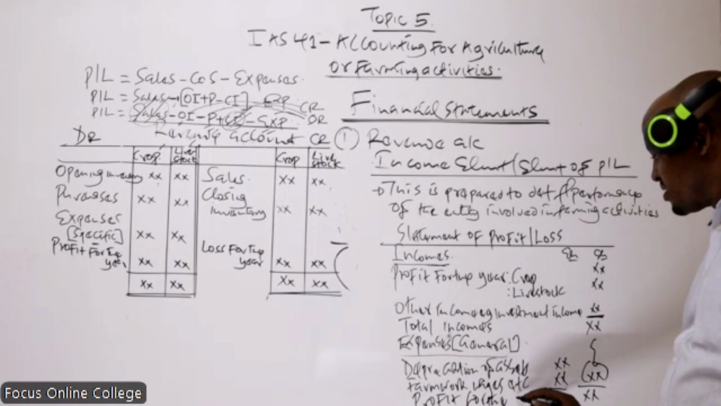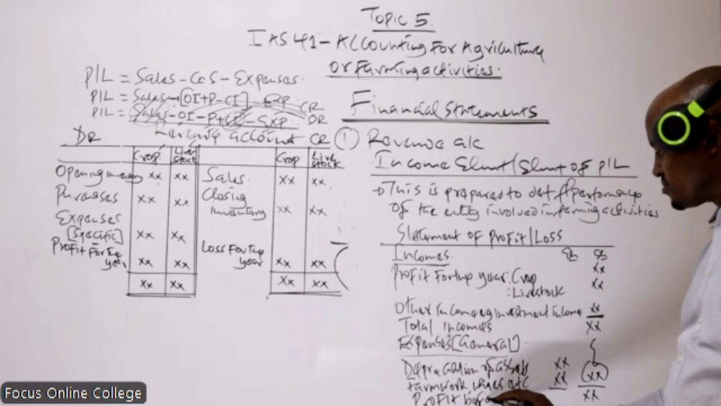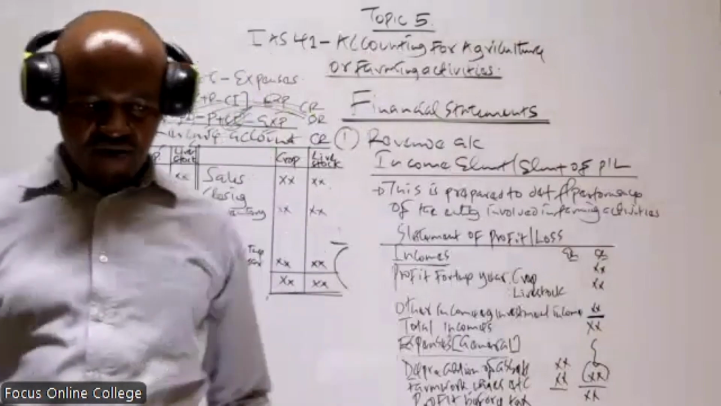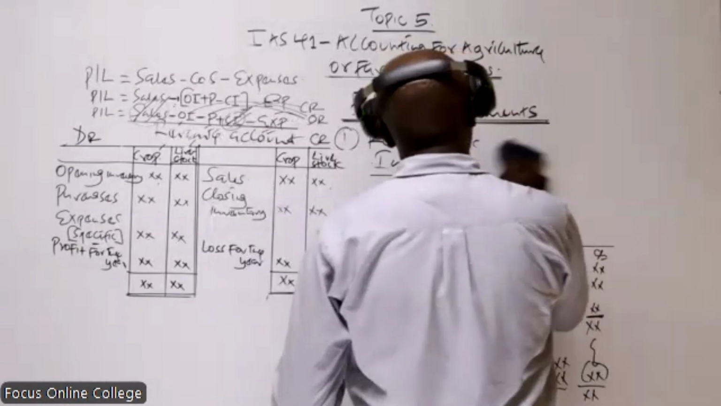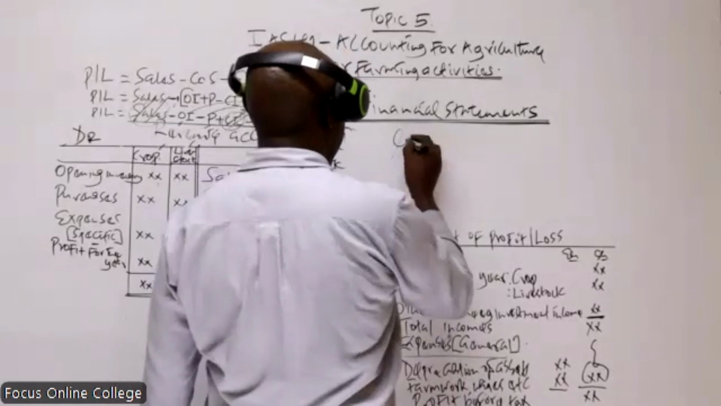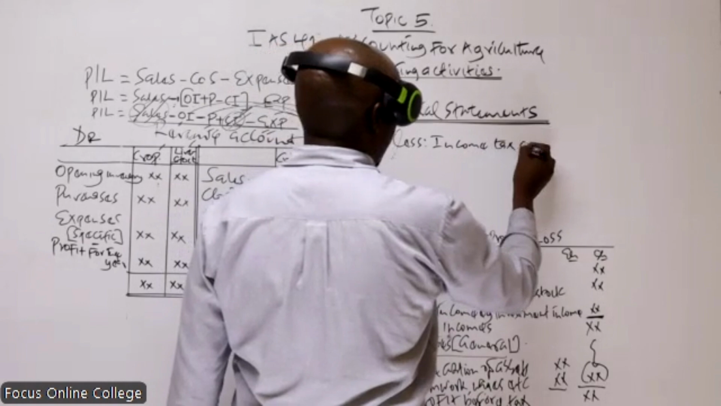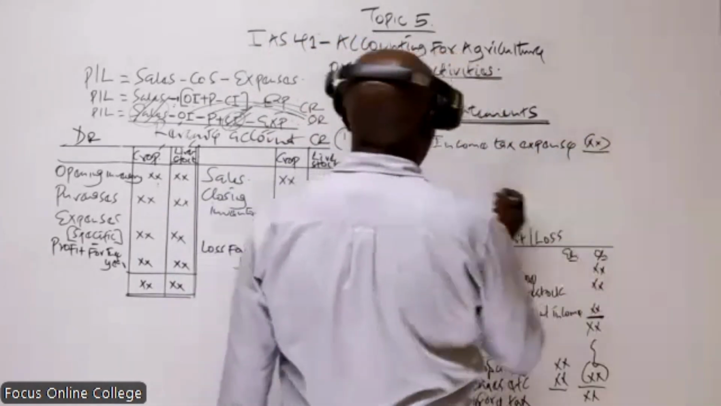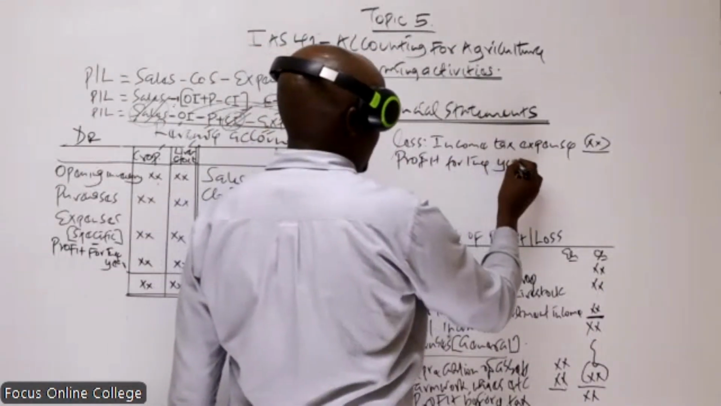If this is a company, profit before what? Profit before tax. So after getting that profit before tax, automatically we proceed and we less the tax. We less income tax expense, and we get profit for the year.